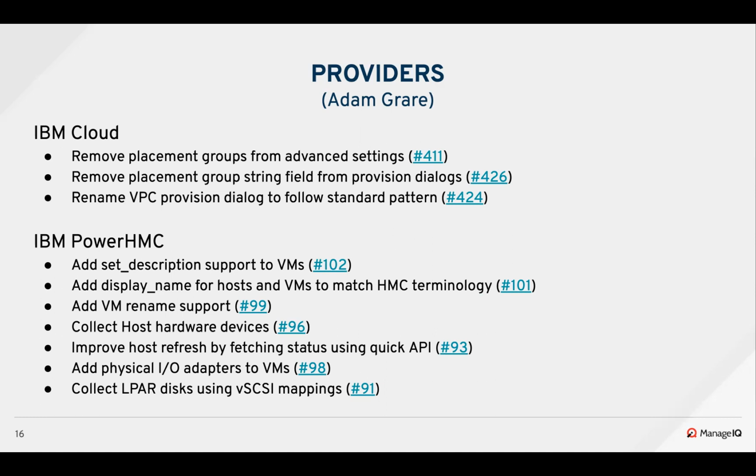They're now collecting host hardware devices, so you can see all of the hardware that your HMC hosts have. They've also improved the refresh of hosts to fetch the status first before getting the rest of the information, because if a host is disconnected, the API call to get the full details of that host takes a long time and hits the timeout. So right now they do a quick API call that gets a list of all the hosts and their statuses first, and then they go through that list and only fetch full details of the host if it's connected.